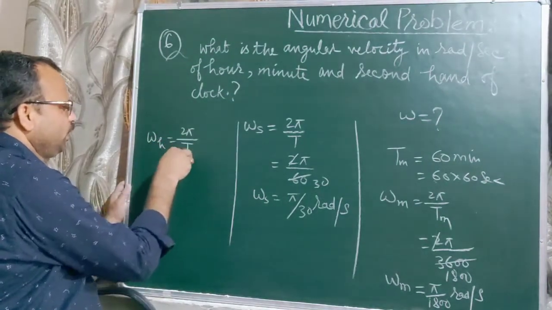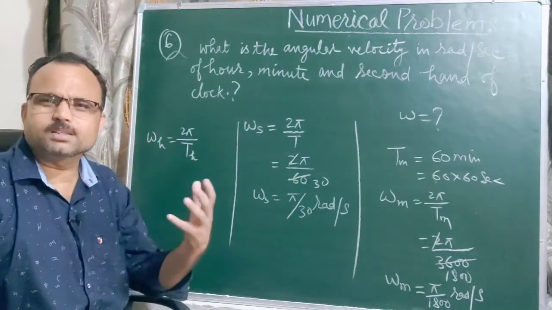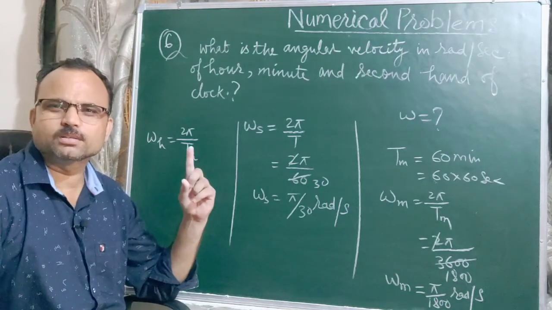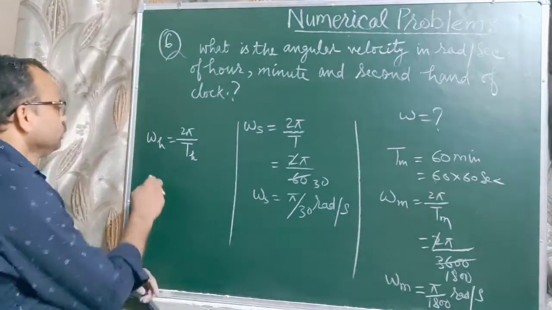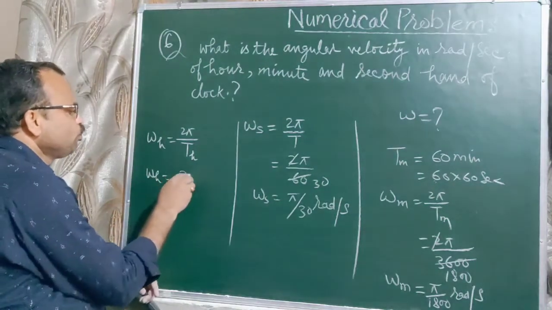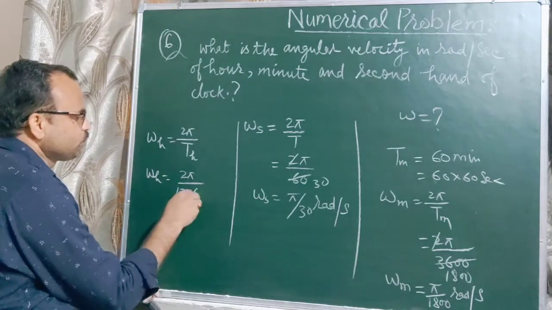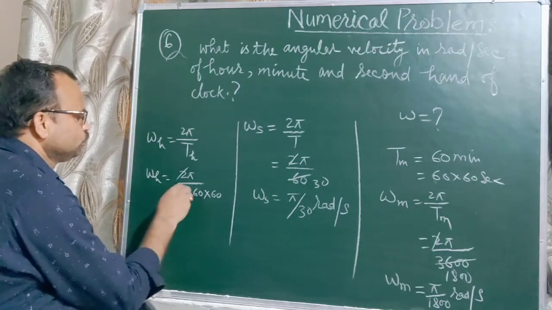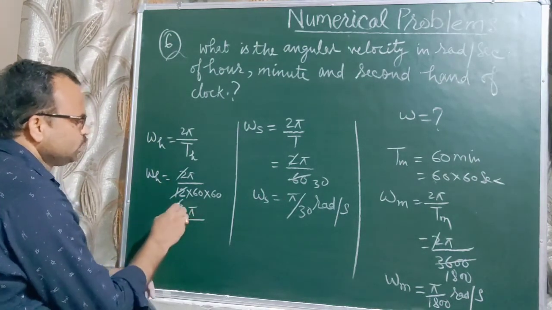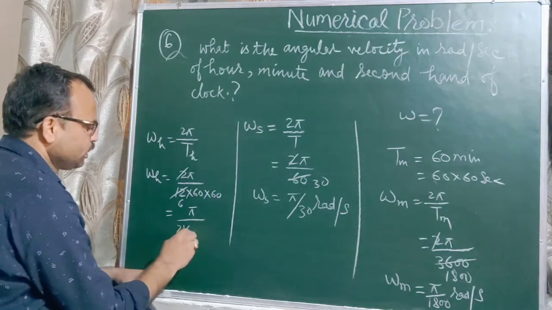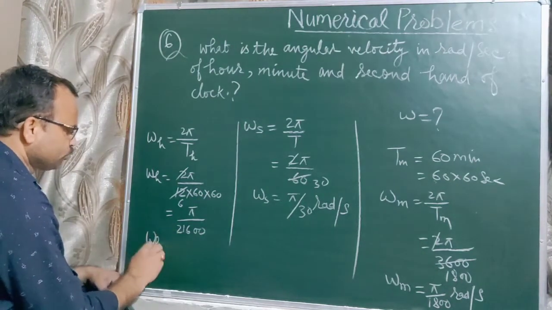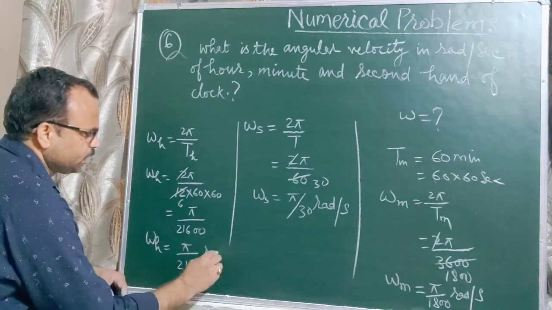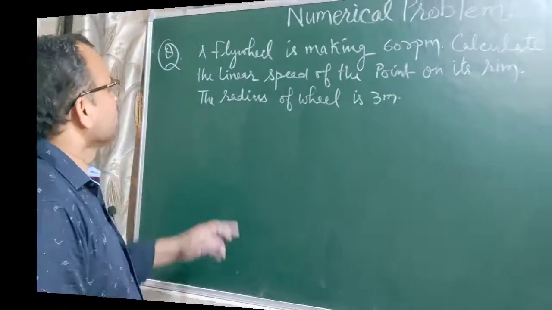Similarly, we can calculate the angular velocity of the hour hand, ω_hour equals 2π upon T, the time period of the hour hand. So what is the time period of the hour hand? How much time will it take to complete one revolution? The answer will be 12 hours. So ω of the hour hand equals 2π upon 12 hours, means 12 into 60 minutes and again 60 seconds. So 2 sixes are 12, 6 sixes are 36, 6 sixes are 216, double this. So the angular velocity of the hour hand will be π upon 21,600 radian per second.